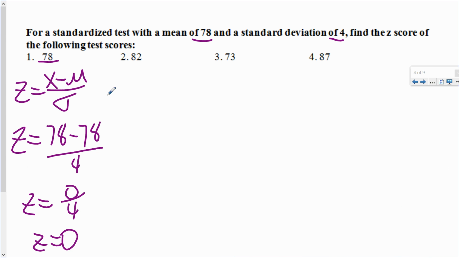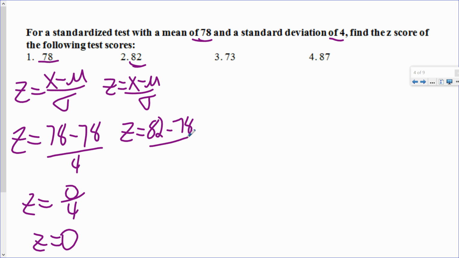82. Z equals x minus mu over sigma. X is the score. Mu is the mean. Sigma is the standard deviation. 82 minus 78 is 4. 4 over 4 is 1. Why don't you pause, try 3 and 4 on your own, and then unpause.